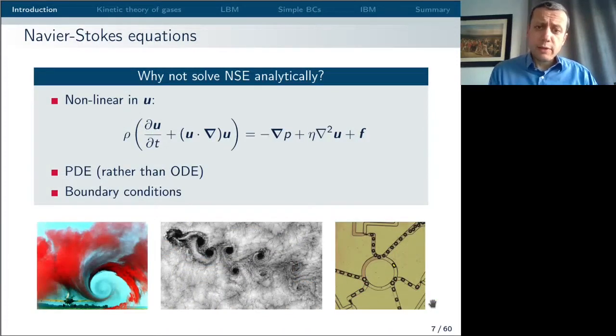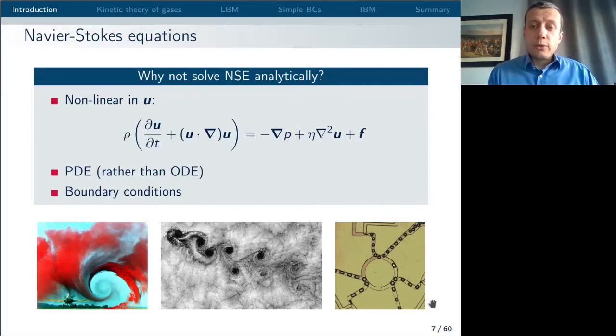So what are the Navier-Stokes equations? The Navier-Stokes equations are a set of partial differential equations that essentially describe the momentum conservation of a continuum, in particular for a fluid here, where you have a viscous term. And for all kinds of scientific problems, you want to solve the Navier-Stokes equations because you want to know what the flow field looks like.